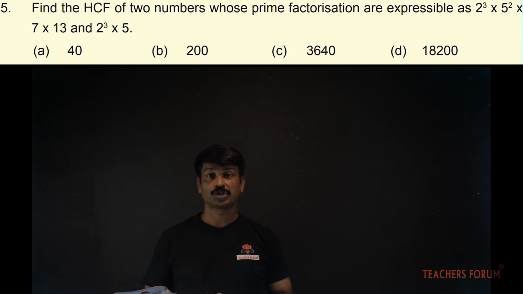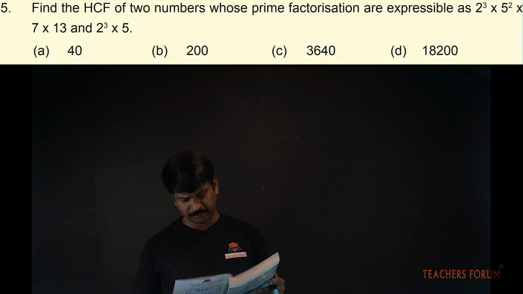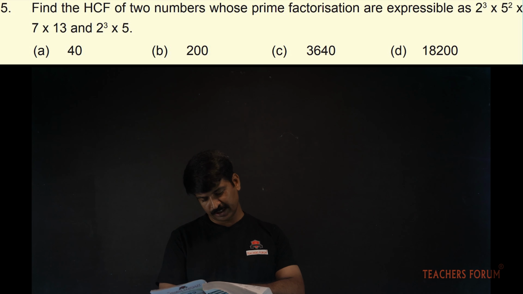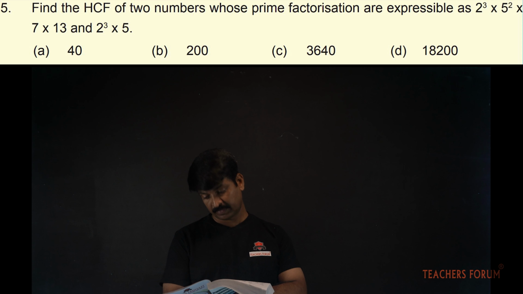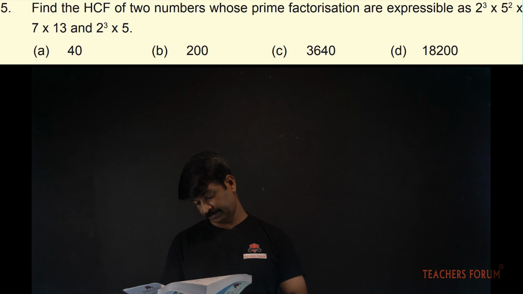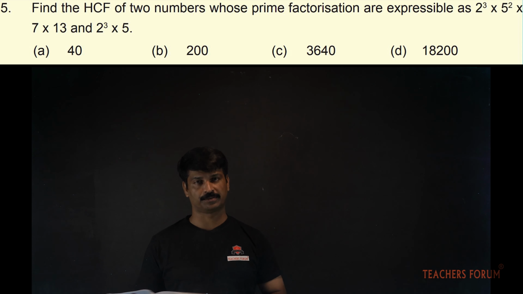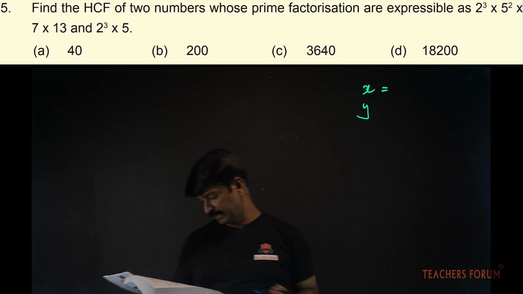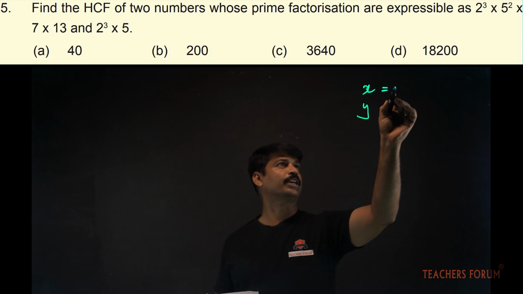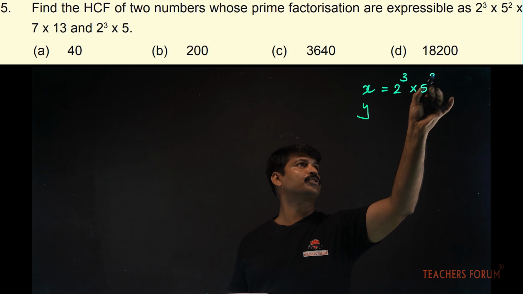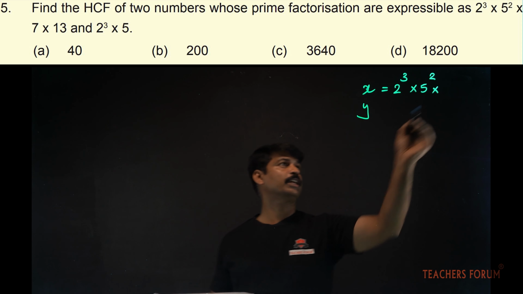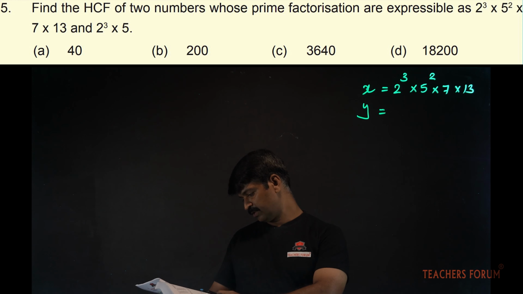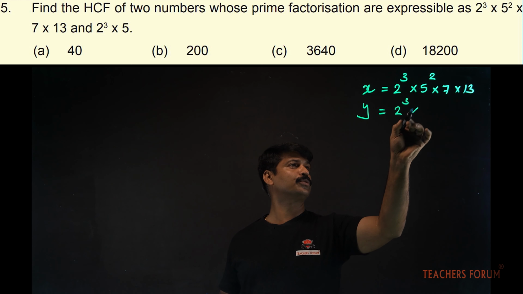So the value of x is 6762. Question number 5. Find HCF of two numbers whose prime factorizations are expressible as 2 raised to 3 into 5 raised to 2 into 7 into 13 and 2 raised to 3 into 5. So here you are given two numbers. Let the numbers be x and y. Prime factorization of x is 2 raised to 3 into 5 raised to 2 into 7 into 13. The prime factorization of y is 2 raised to 3 into 5.